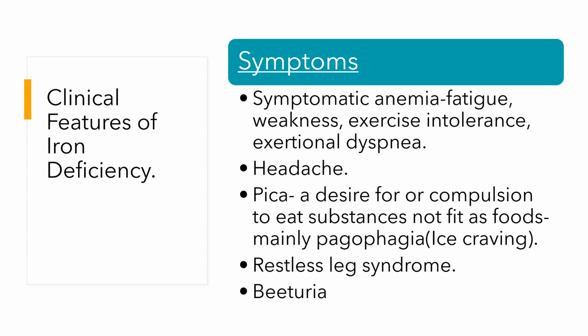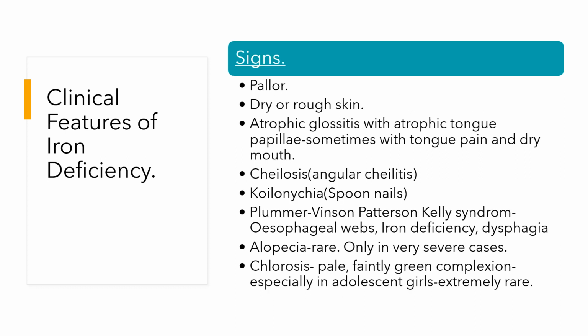And also they can present with restless leg syndrome, and sometimes with beeturia. Beeturia means if they eat beetroot, they pass red colored urine, and it is also significantly specific for iron deficiency. So what are the signs?